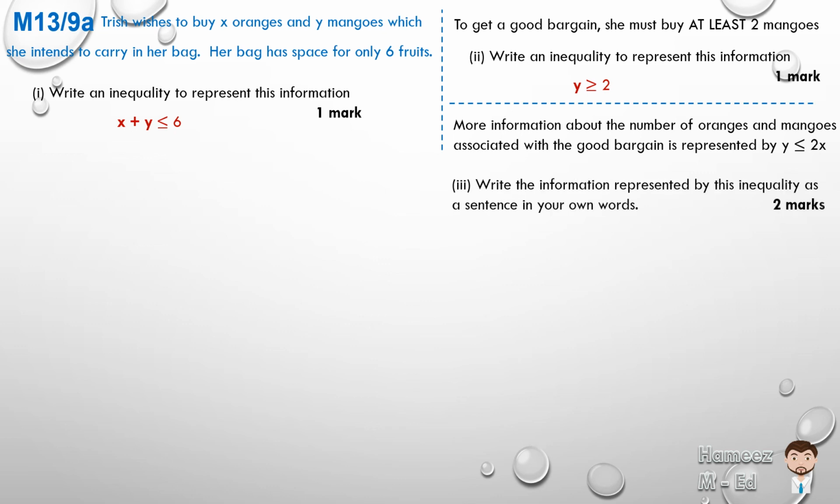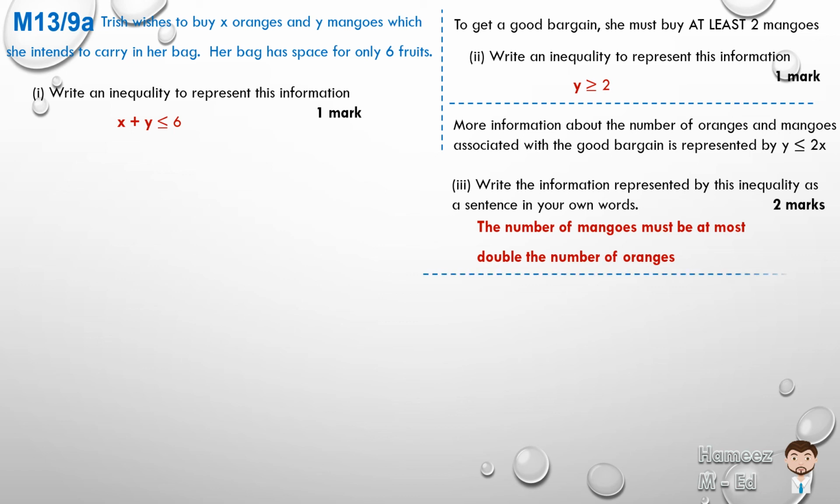Part 3, write the information represented by this inequality as a sentence in your own words. So Y, which is the number of mangoes, must be at the most double the number of oranges. So it can be equal to double the number of oranges, or it can be less than that.